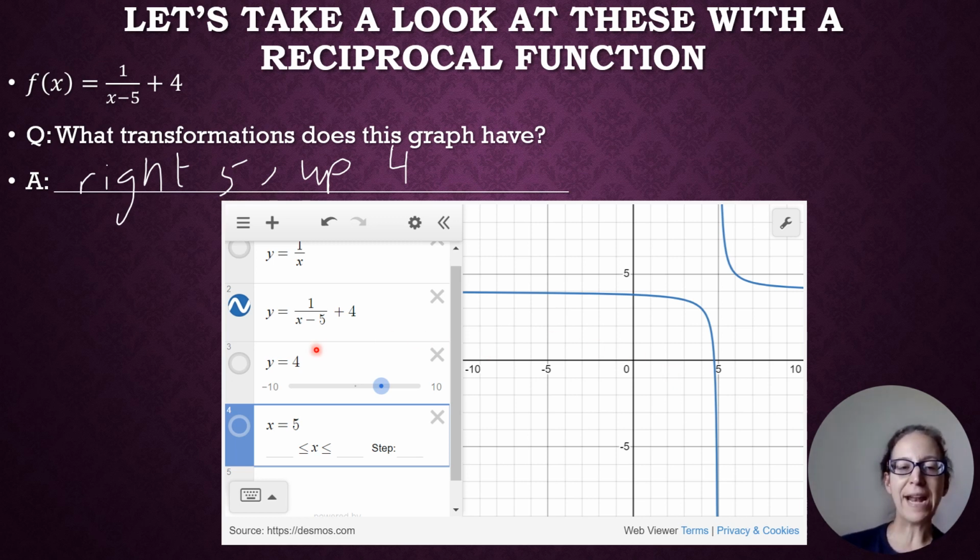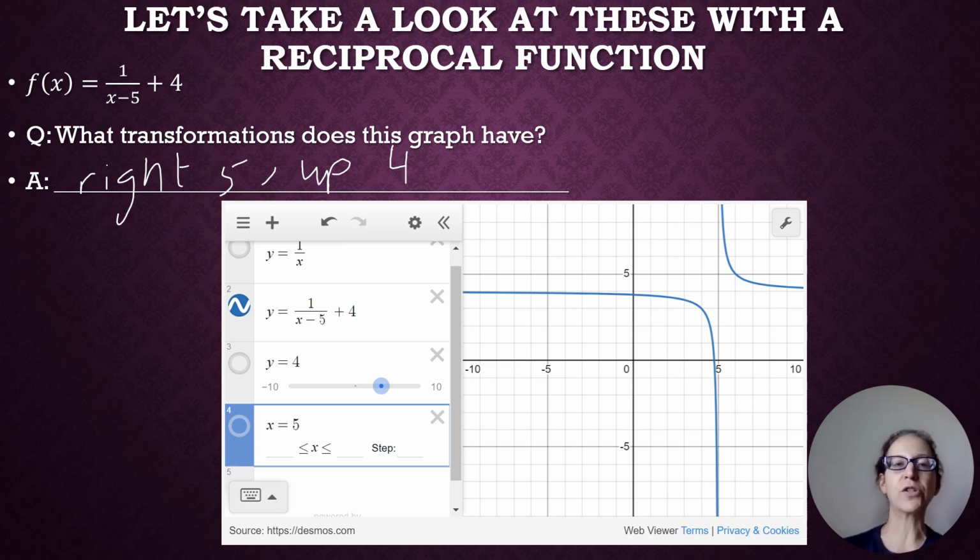I do want to point out that the green and the purple are not a part of the graph, okay? They are the asymptotes, but they're not a part of the graph itself. So if I go to hide them, that is the graph. The others were so you could see the lines of the asymptotes.